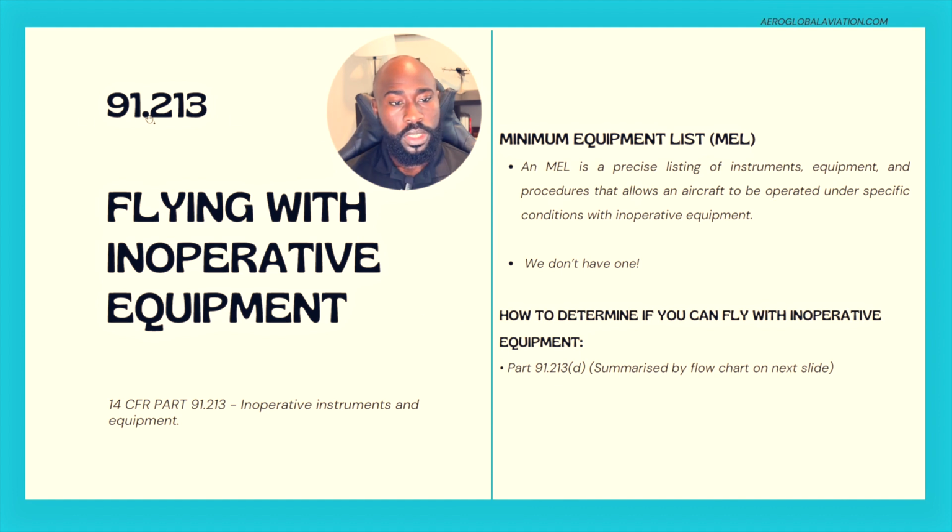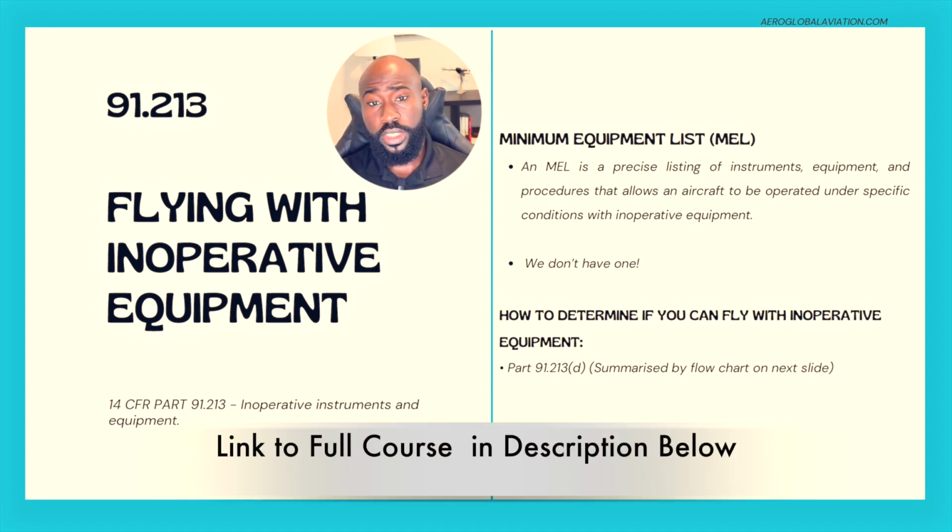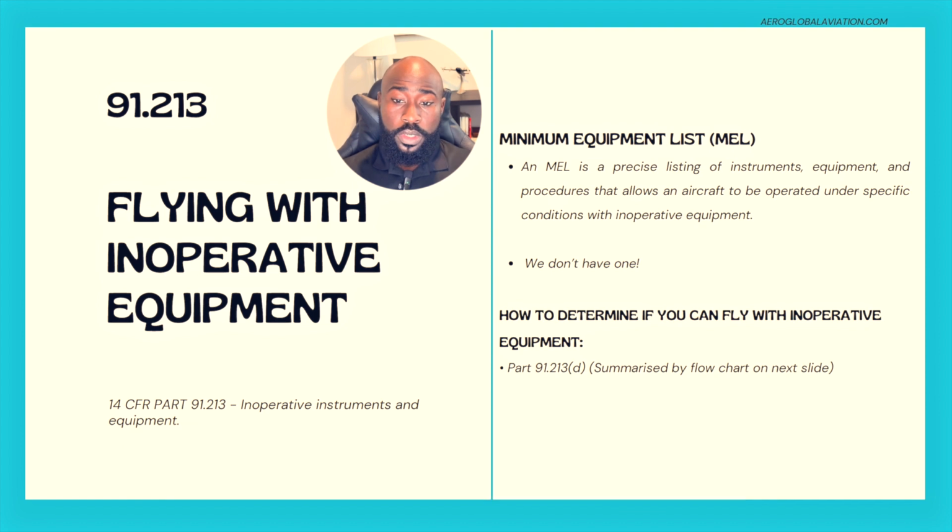So the next thing we'll look at here is part 91.213. Part 91.213 deals with flying with inoperative equipment. This is a very, very important portion of the whole general airworthiness topic we're talking about. One of the most important concepts you need to be aware of in here is the minimum equipment list, which is a MEL. A MEL is basically a precise listing of instruments, equipment, and procedures that allow an aircraft to be operated under specific conditions with inoperative equipment.